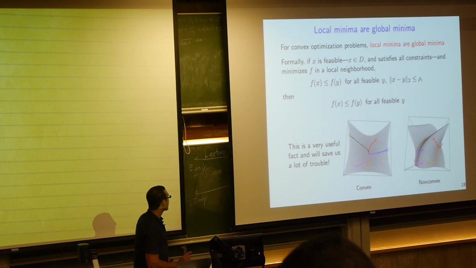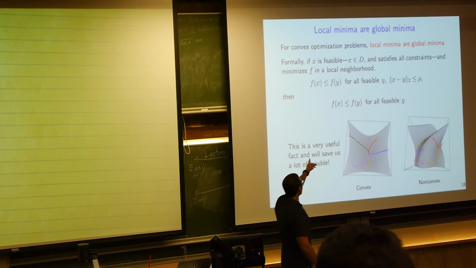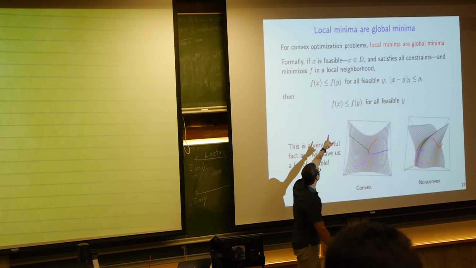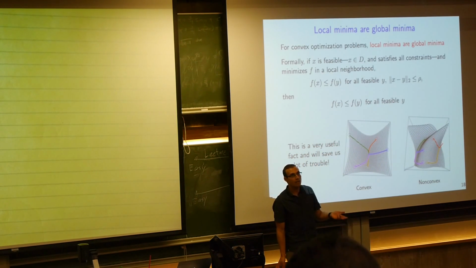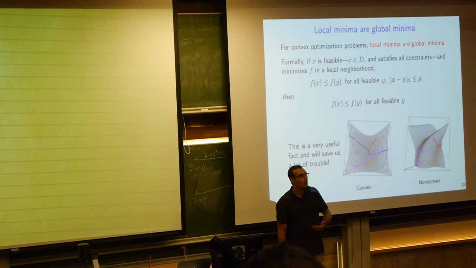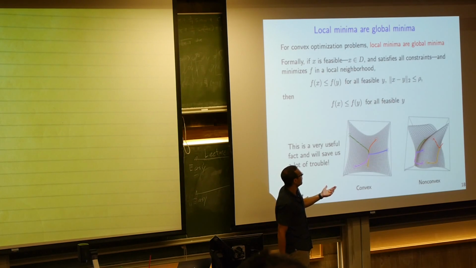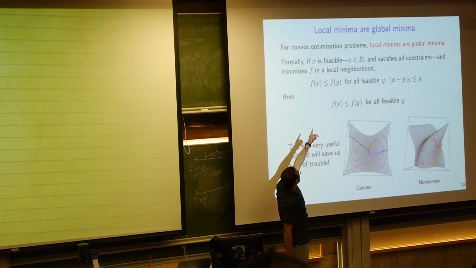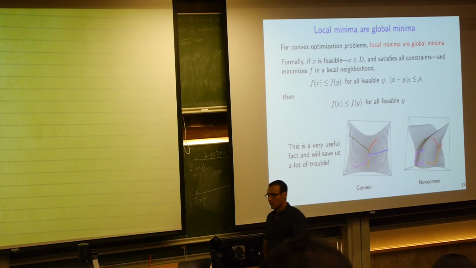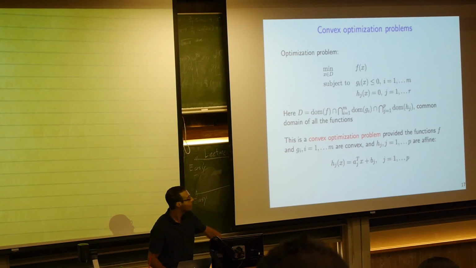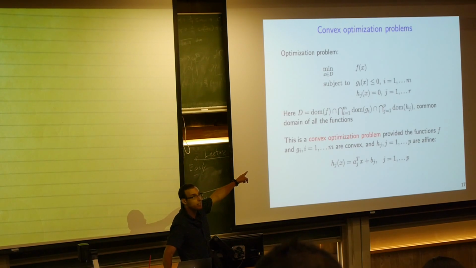So let's make it a little more formal. A local minimum is a point that satisfies the following properties. Let's call it x. It's in D, so it's in the common domain of all the functions. That has to be the case. Otherwise, we couldn't even talk about what f of x meant. It satisfies all the constraints. So when a point satisfies all these constraints, we say that it's feasible for the problem. So it means that x satisfies these constraints: gi of x is less than or equal to 0 for all i, and hj of x is equal to 0 for all j.